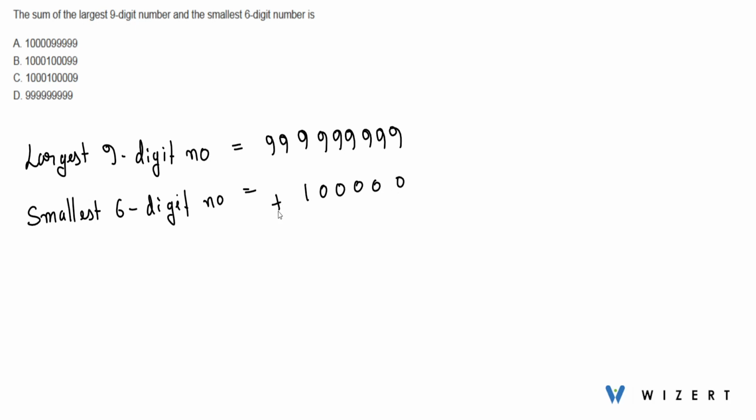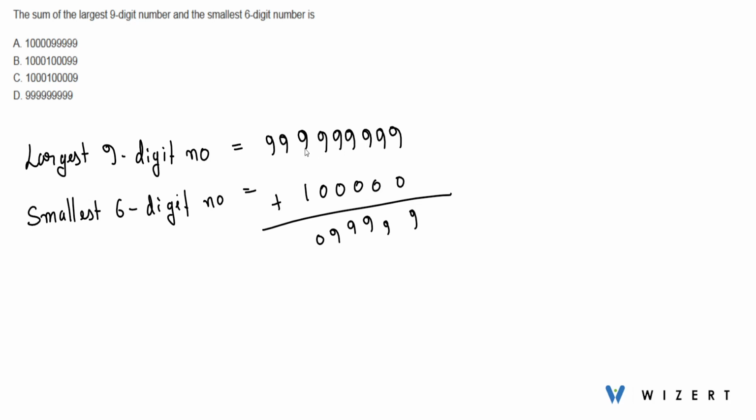So now, according to the question, we have to find the sum of the largest 9-digit number and the smallest 6-digit number. So we will get 9 plus 0 will give us 9. Again we have 9. So similarly 5 nines. After that we have 1, 2, 3, 4, 5. Then 9 plus 1 will become 10. We have 1 as a carry.